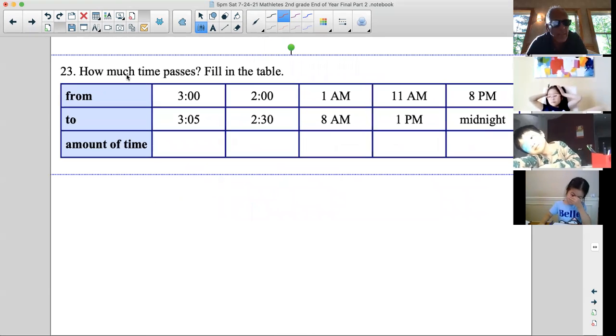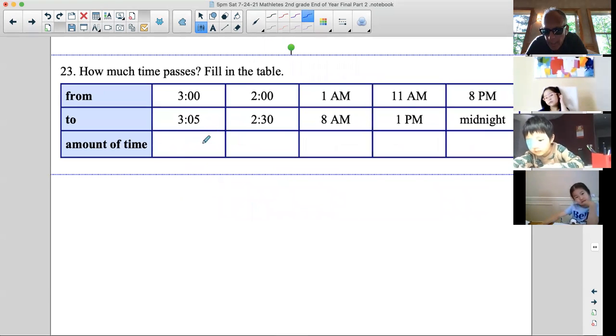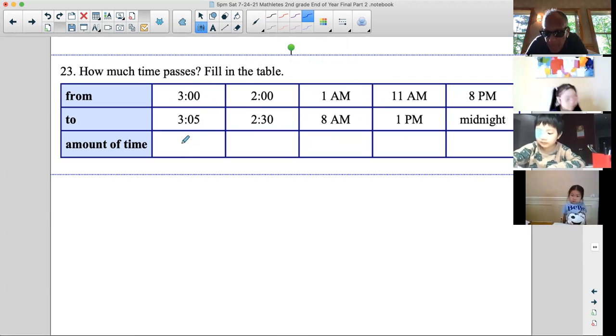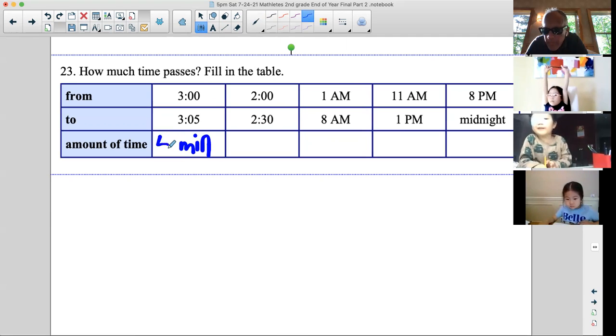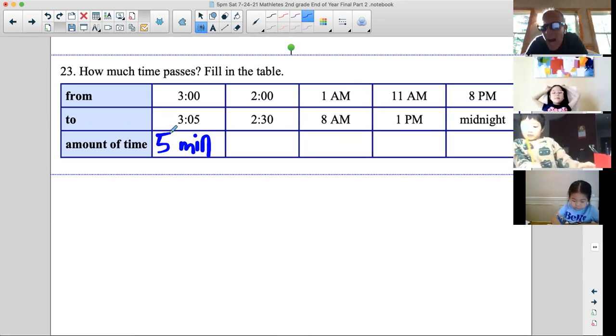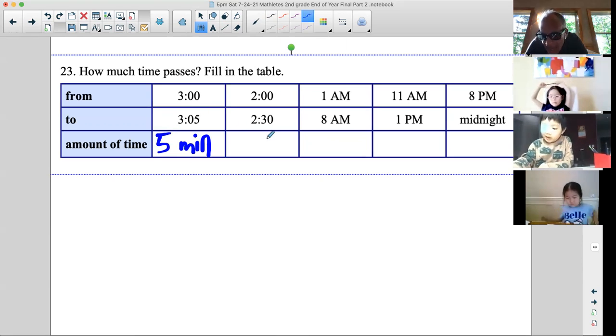How much time passes from 3 o'clock to 3:05? Raise your hand if you know how much time. From 3 p.m. or 3 a.m. to 3:05. So 3 o'clock to 3:05. How many minutes has passed? On 3. 1, 2, 3, go. 5 minutes.